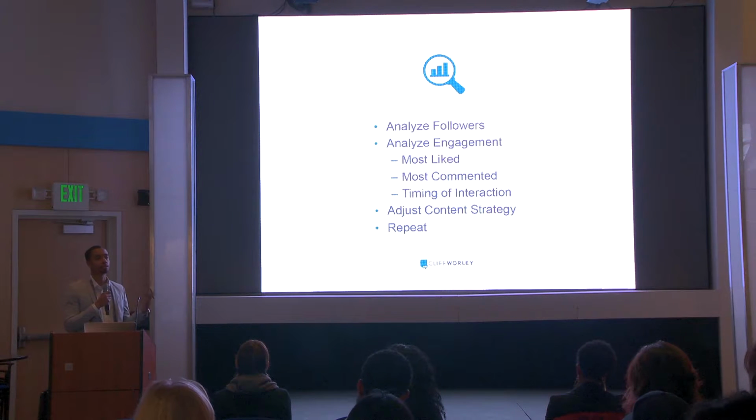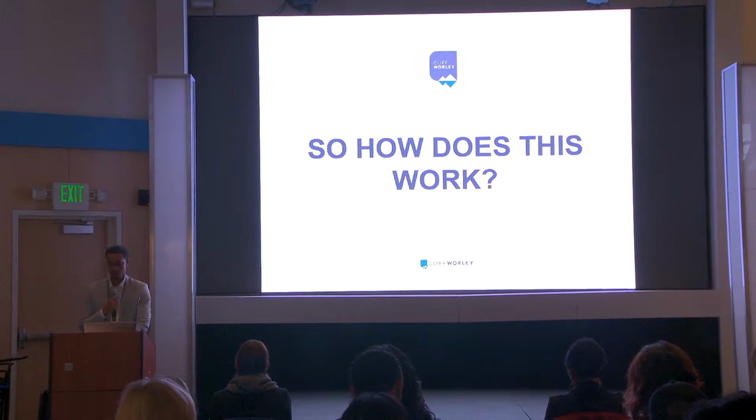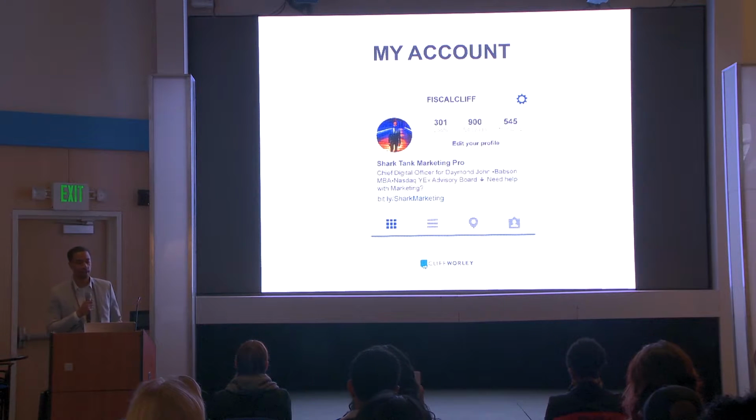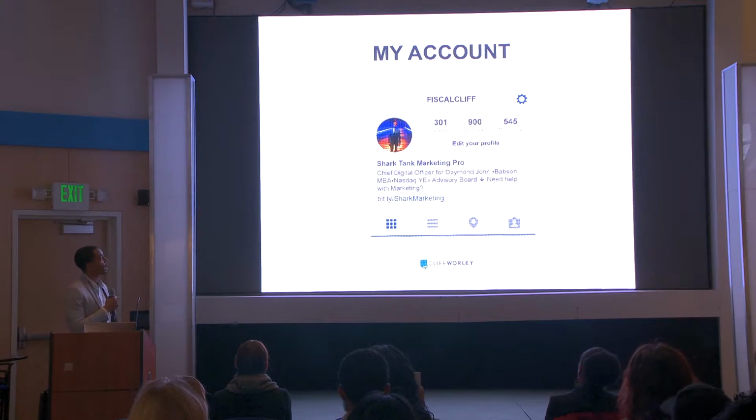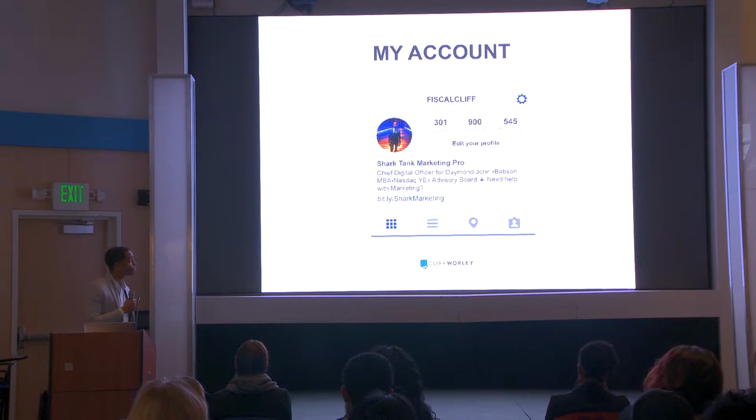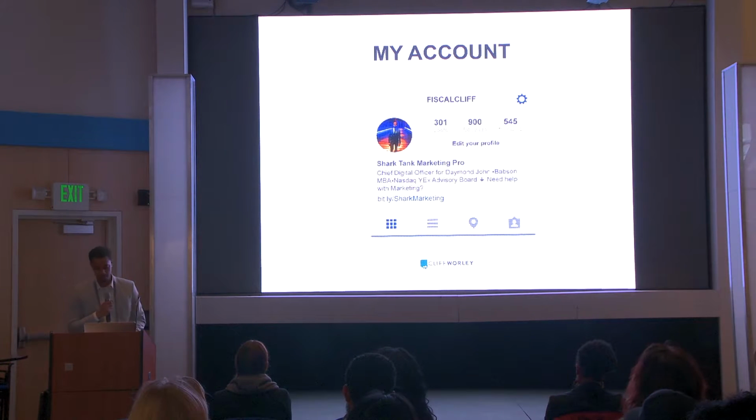I did this for like a year. Every week, Saturday. What happened this week? Is this working? And then continuously changing. So I'm going to walk you through how I did this on my account. So how does this work, right? This was my account a couple of years back. I had 900 followers, and I was on a mission, right?